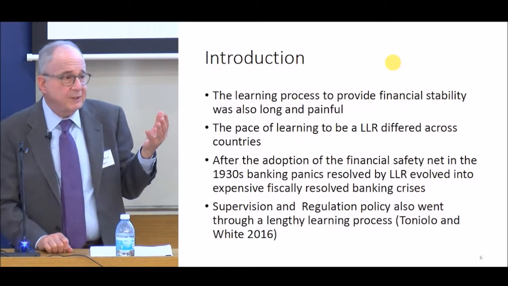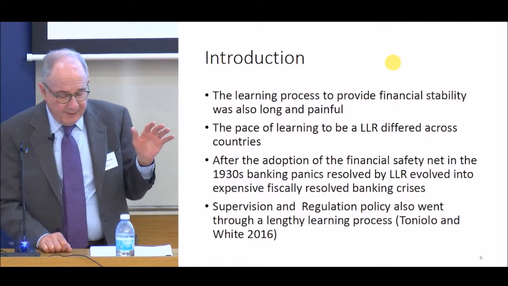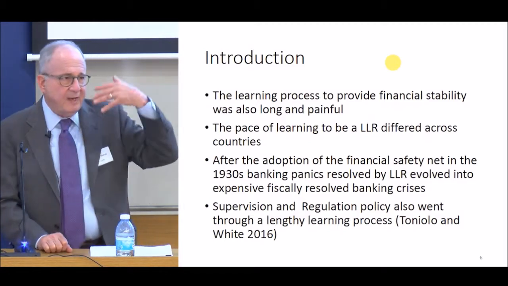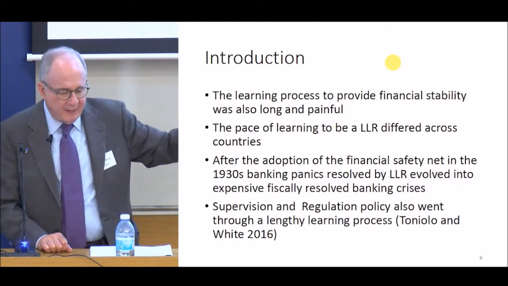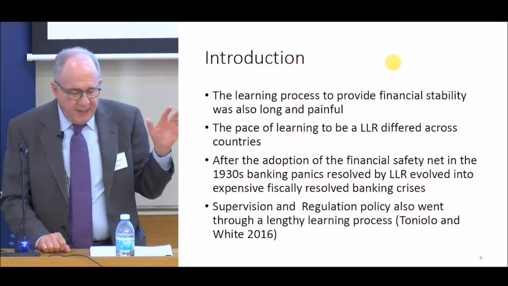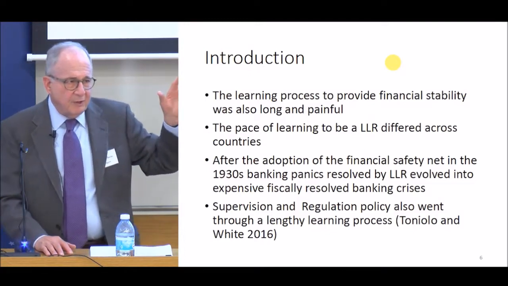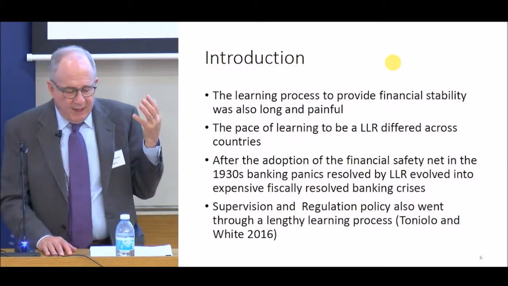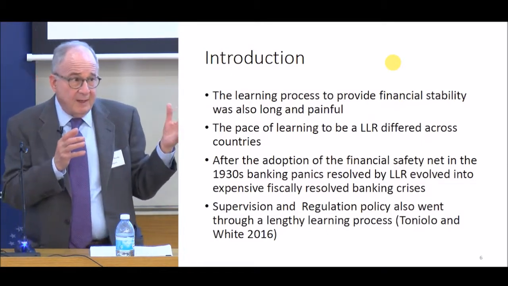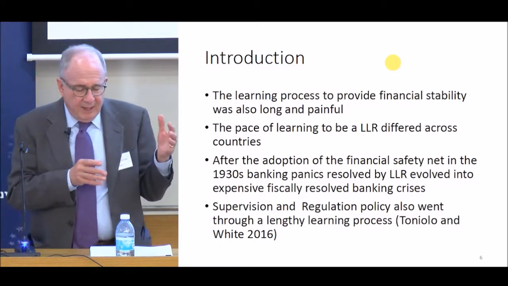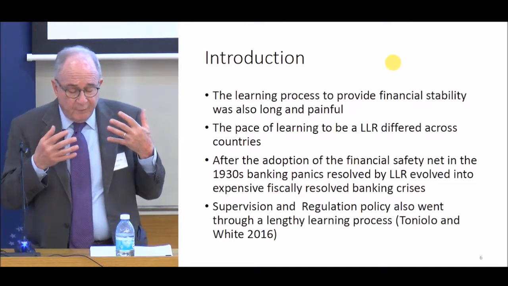And it took countries' central banks a long time to learn how to be lenders of last resort. And there's a whole history of how the Bank of England was first and all the others caught on. And I'll talk a little bit about that in my talk. And then what happens is that after the Great Depression, we adopt a financial safety net. And the banking panics that had been really a big problem in the Great Depression, in the US and a lot of other countries, they were, in a sense, resolved.